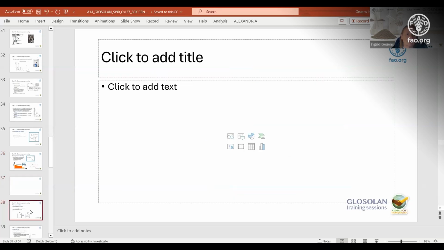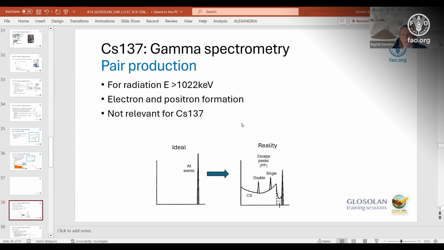And then let's say the pair production. Pair production is not so relevant for cesium-137, but for a lot of other isotopes it is. It happens for isotopes that have an energy above 1022 kiloelectron volts. And in fact, it gives an electron-positron formation. So ideally, you would have one peak for all events, but in reality, we call them escape peaks. You also have some peaks, single or double, where you lose the energy, and that's what is called pair production.